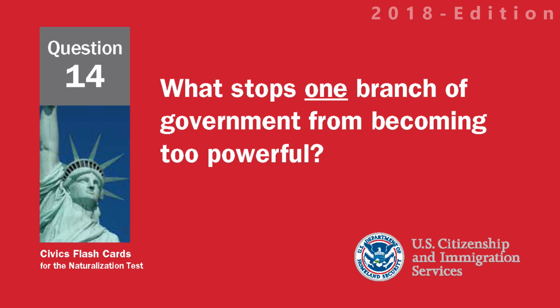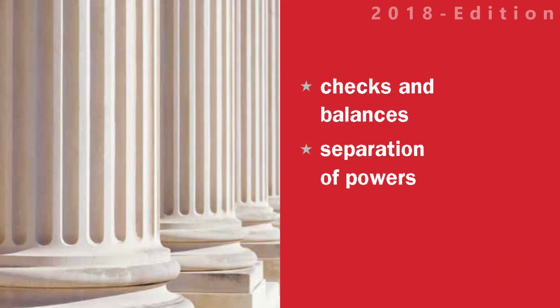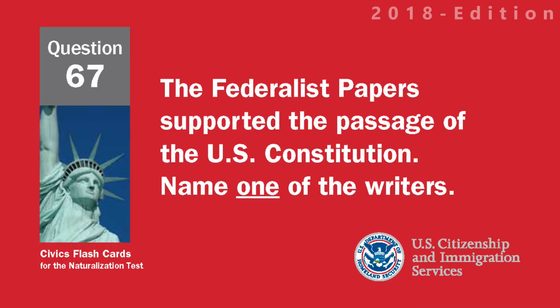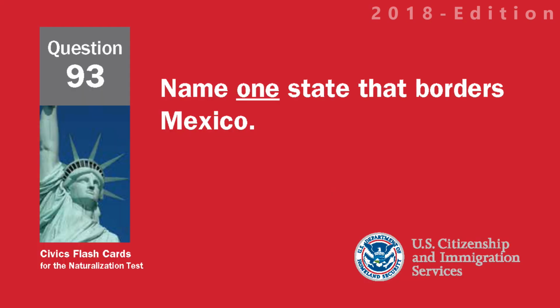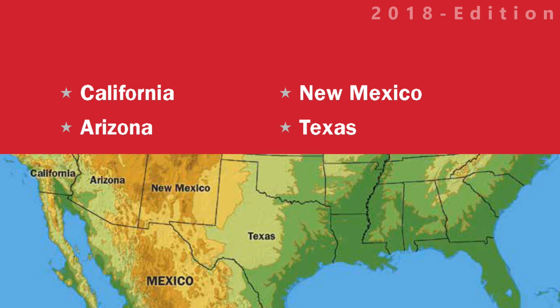What stops one branch of government from becoming too powerful? Checks and balances. Separation of powers. The Federalist Papers supported the passage of the U.S. Constitution. Name one of the writers. James Madison, Alexander Hamilton, John Jay, Publius. Name one state that borders Mexico. California, Arizona, New Mexico, Texas.